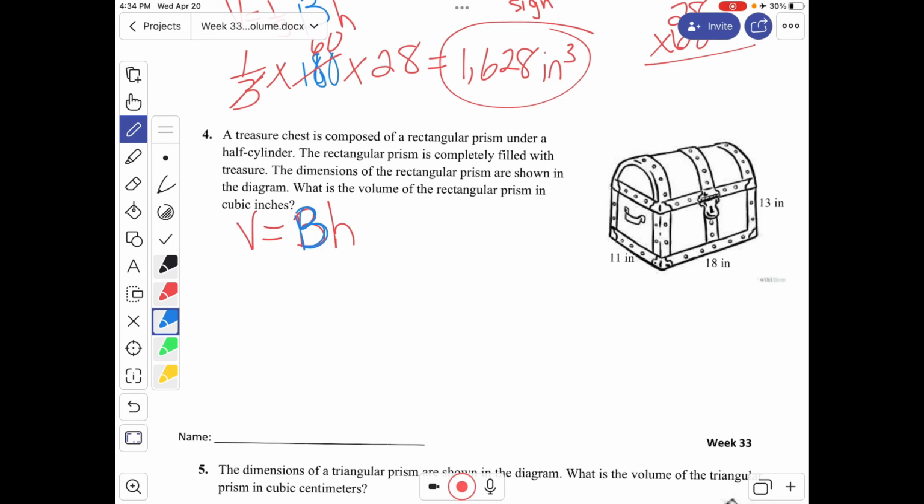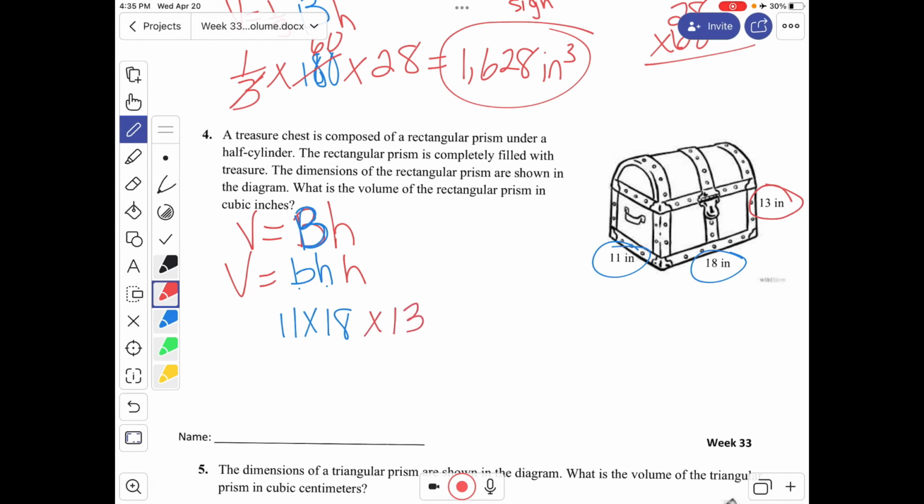And this base is shaped like a rectangle, so I need to plug in the formula for a rectangle and still multiply times the height of the prism. So there's my map. Now I can plug in the numbers. The measurements for the base are 11 and 18, and the height of the prism is 13.